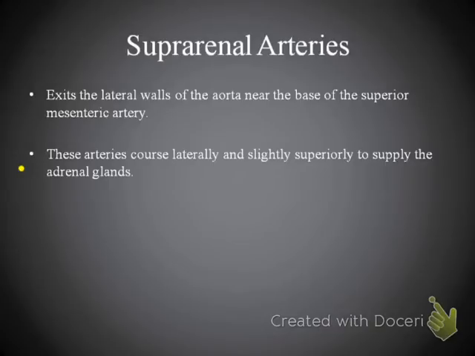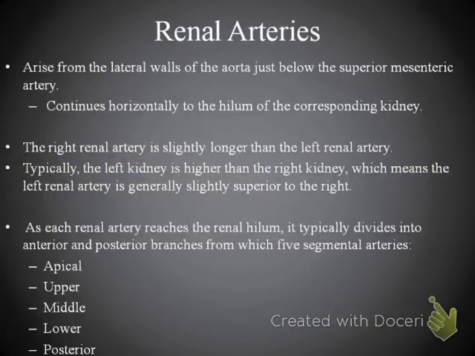The suprarenal arteries exit the lateral walls of the aorta near the base of the superior mesenteric artery. These arteries course laterally and slightly superiorly to supply the adrenal glands. So suprarenal arteries are going to supply the adrenal glands.